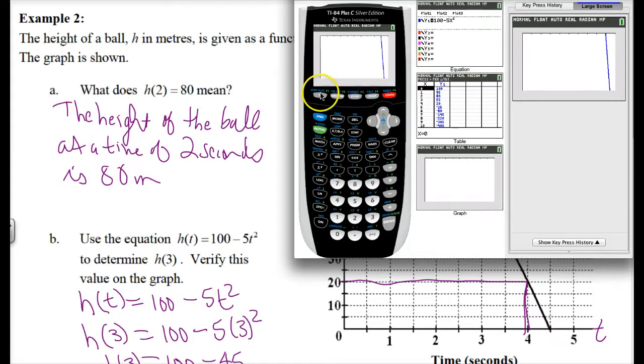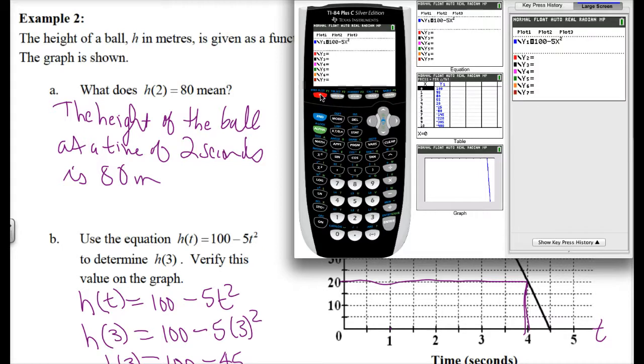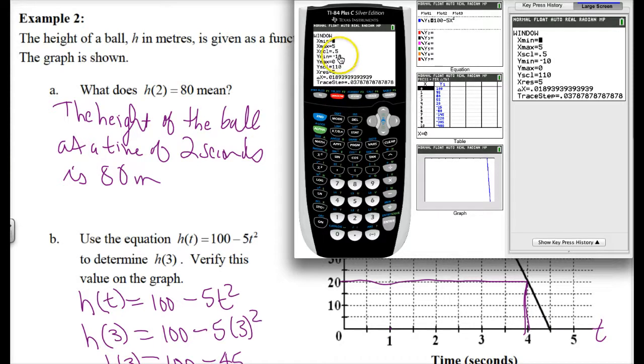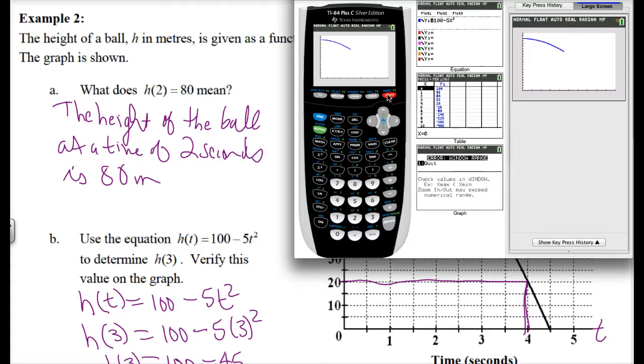Okay, we're not there. 100 minus 5x squared. 0 to 5. Oh, y min, negative 10. Wow, what did I do there? Oh, I see what I did. 110 by 5. So x res should always be 1. Okay. Fixed. There we go. Pretty cool, huh? Neat about the emulator is you can actually see key presses and all that good stuff.